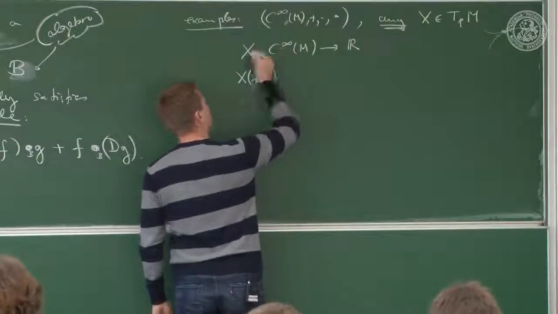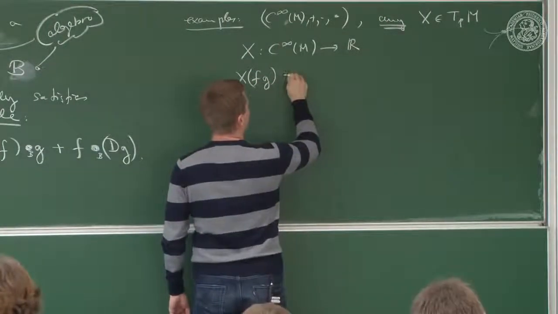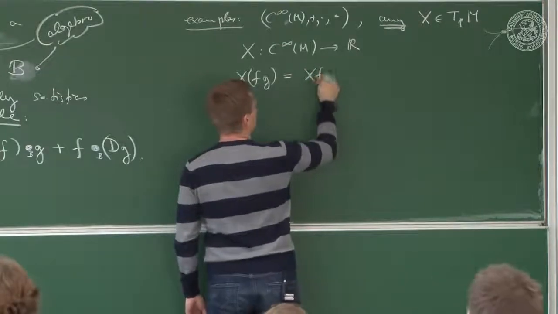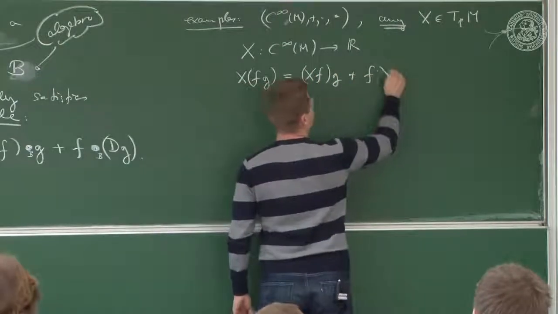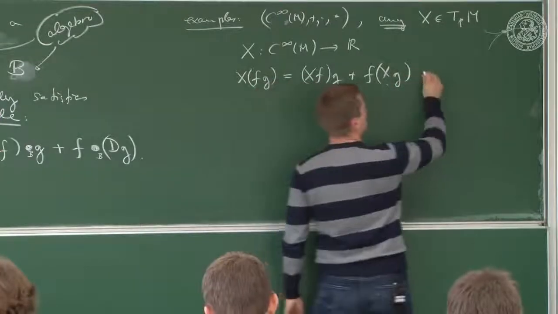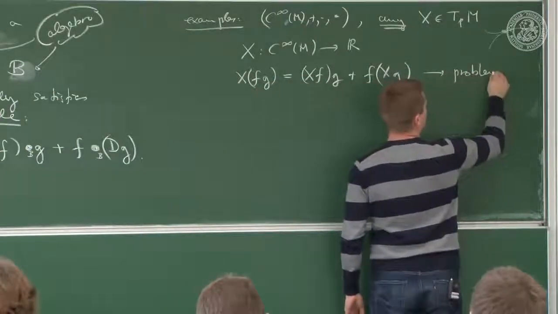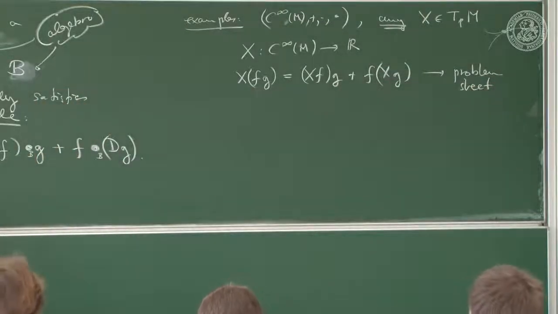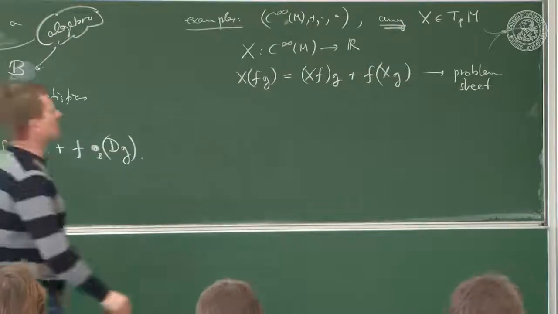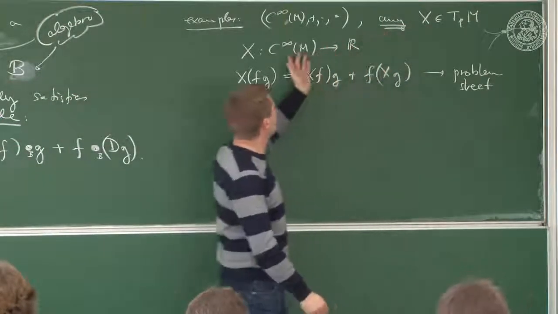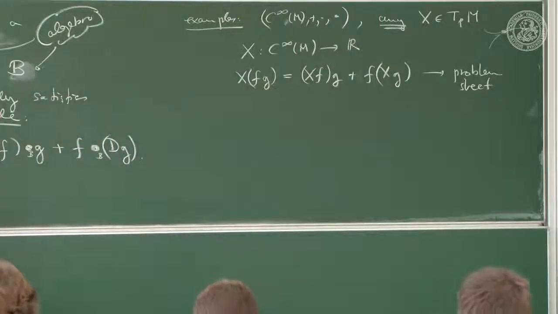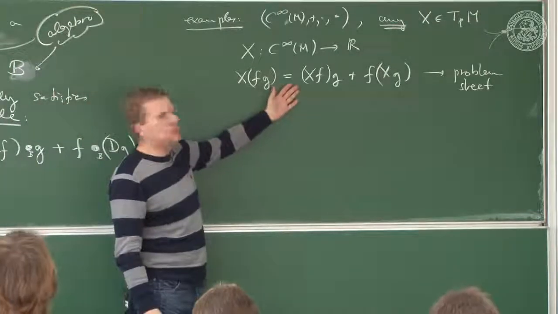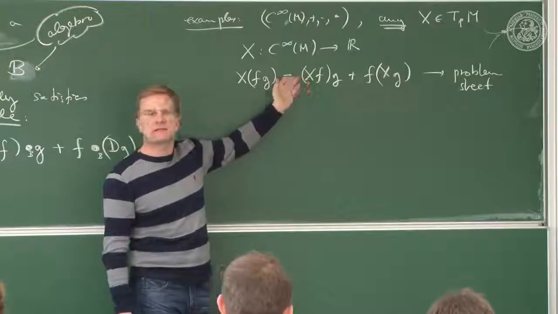Now this is a derivation because one can quickly check that x of f times g, where this is the multiplication in here, is x(f) g plus f x(g). Let's put this on the problem sheet. This is very straightforward, and you may have seen this before. So that means a tangent vector at the point P is a particular example of a derivation. Now you may say this abstract view is really heavy machinery to say something very simple.